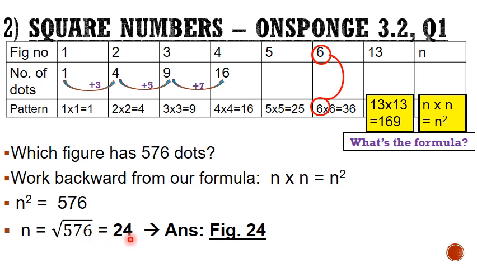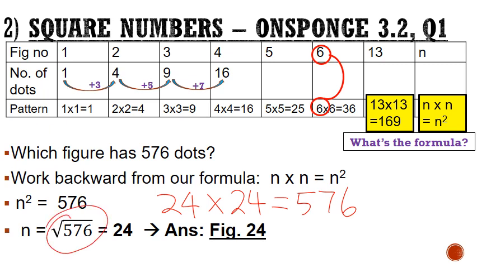So what does this mean? Basically, this means 24 times 24 equals 576. That's what I mean. But if you don't have a calculator, you don't know how to use square root, then it will be quite a hassle to find out the answer. So next time, if the question asks you to work backward, gives you the number of dots, remember to use the square root function in your calculator.